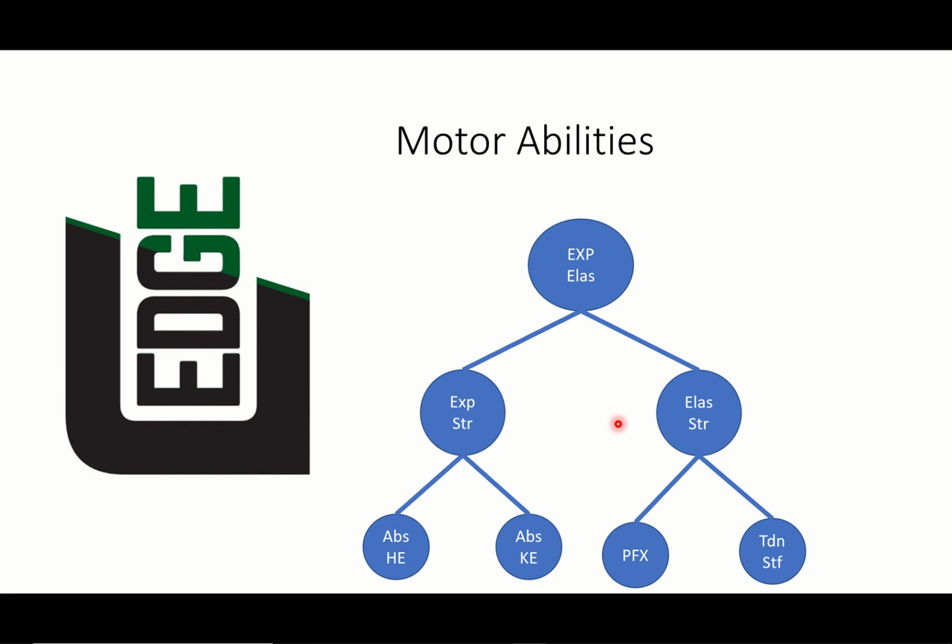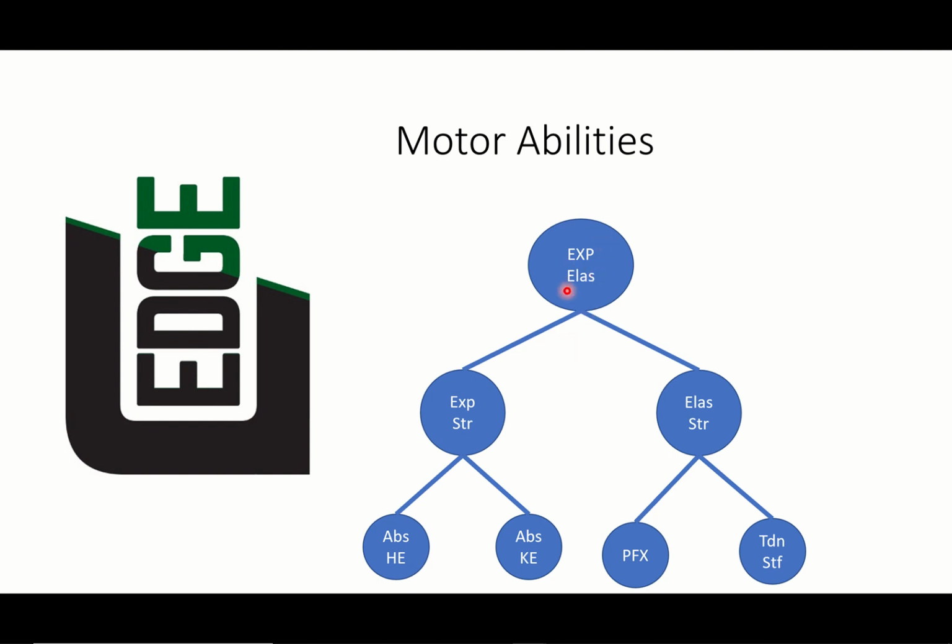So here's a convoluted little graph, which I promise will make a little bit of sense as we dive into it. Let's say we want to improve explosive elasticity, our ability to perform highly explosive elastic movements. Sprinting might fall in that category. High-level plyometrics might fall into that category, a depth jump.